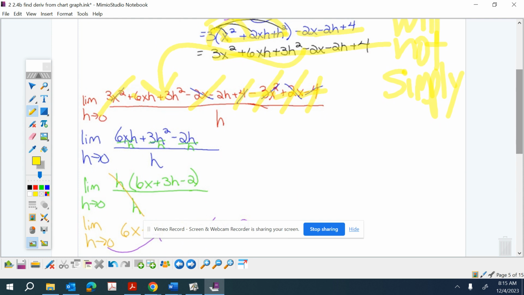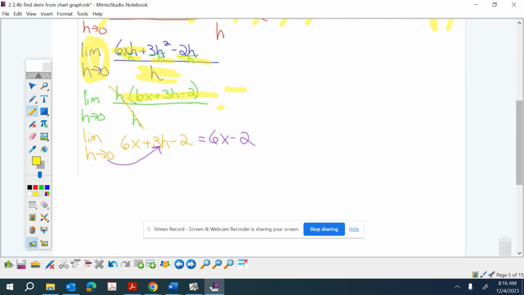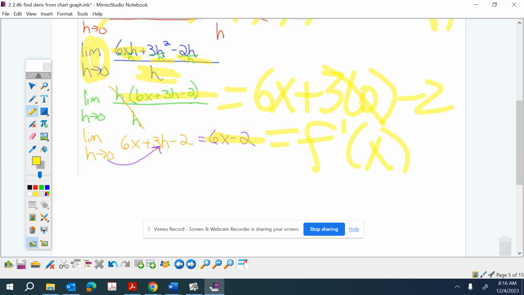That is 6xh and 3h squared minus 2h. Remember, according to the limit formula, we are dividing each term by h. My new numerator is 6x plus 3h minus 2. Now I can plug in the 0, so it becomes 6x plus 3 times 0 minus 2. 3 times 0 is 0, so my final answer, the derivative formula, is 6x minus 2. Last problem.